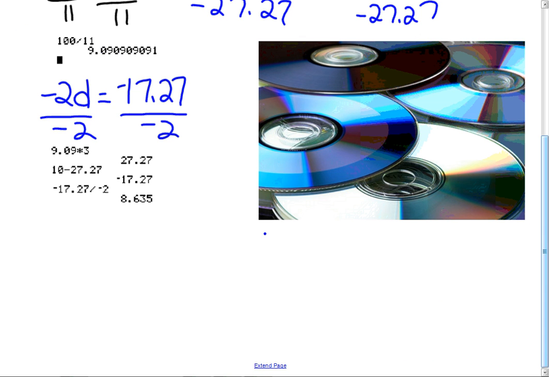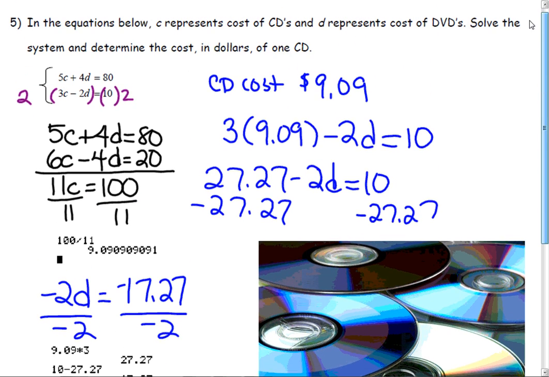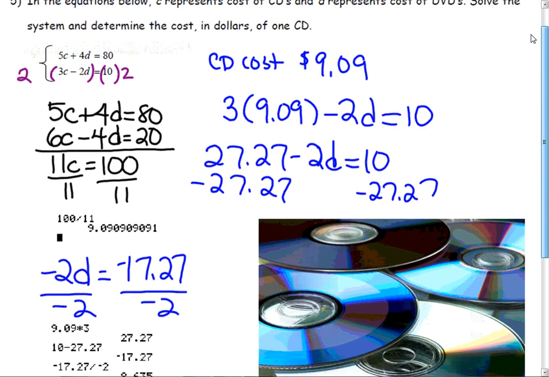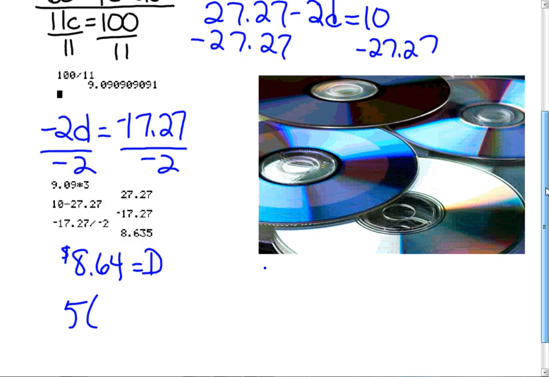That would work. So it's $8.64. Should we see if that works? This is for the DVDs. Or do you care? I'm kind of curious. We can just check with the first one. It says, first one, 5 times C plus 4 times D. Okay, so what was C? I forgot what C was after all that. 9.09, right?